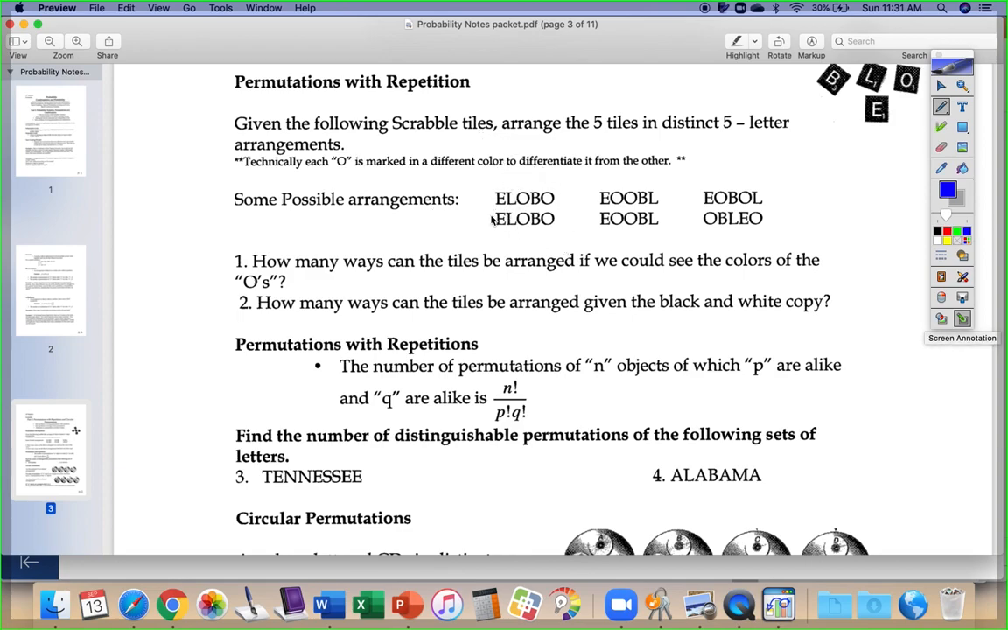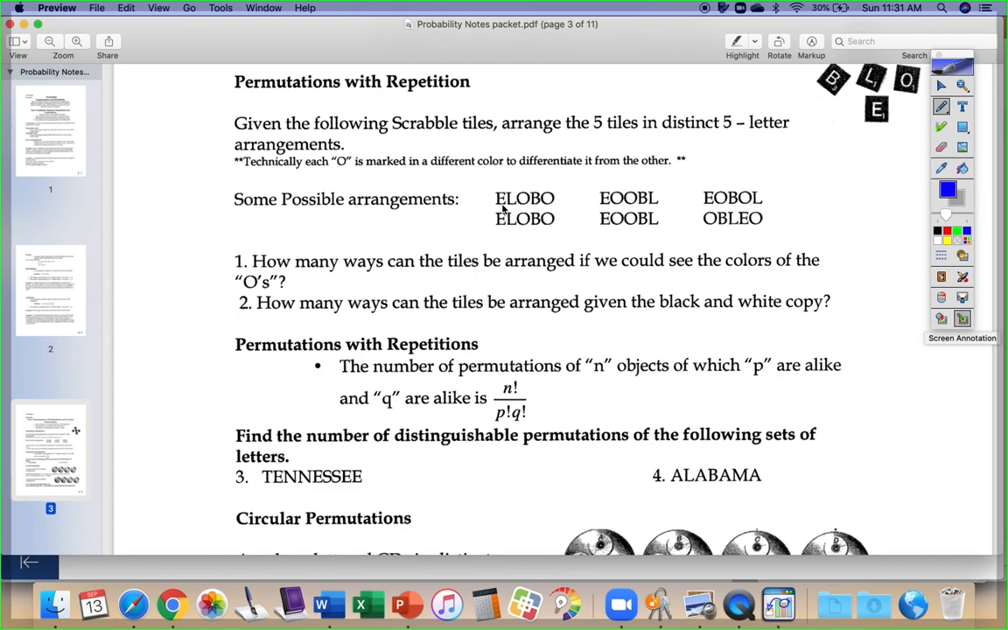Given the following Scrabble tiles, if you've ever played Scrabble, you get your letters in front of you. Imagine if you had your letters and they were E-L-O-B-O. What this shows is all of the ways of arranging the letters. We have E-O-O-B-L, E-O-B-O-L. We have a lot of ways there. They're arrangements because you make a word, the letter order matters. How many ways can the tiles be arranged if the O's are different?